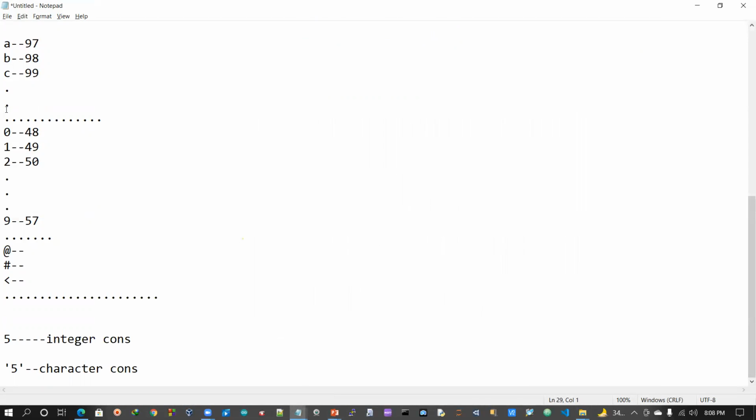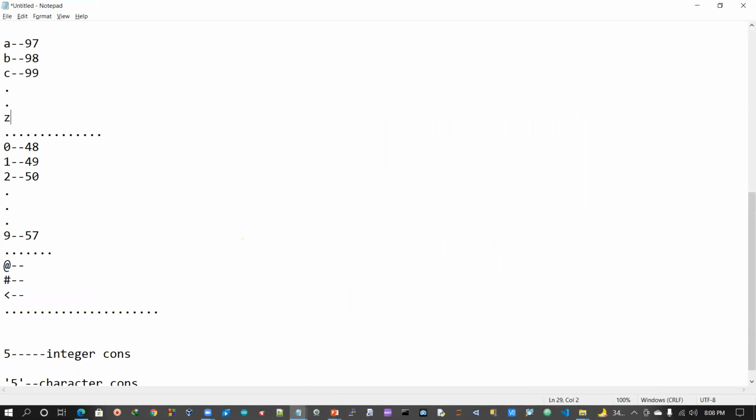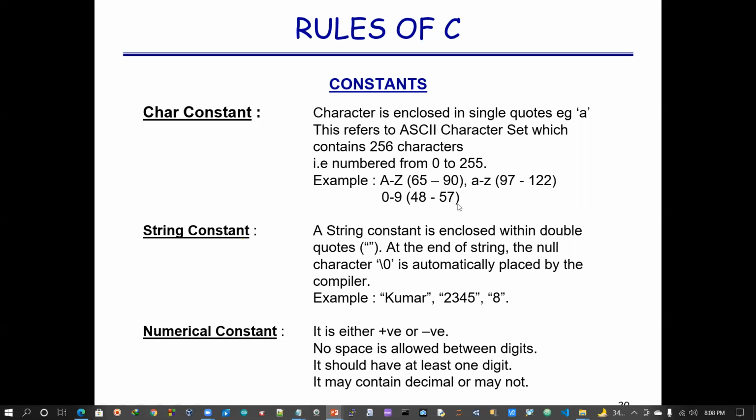For the Z, what should be 122? Understand or not? Okay. So for the 0 to 9, 48 to 51, you get about character constant. Kaushik, go peacefully, quietly. Understand or not? First one, understand about character constant. Yeah, I understand character constant.